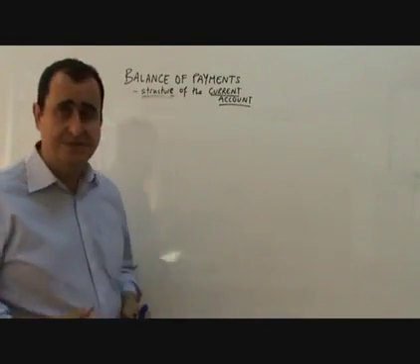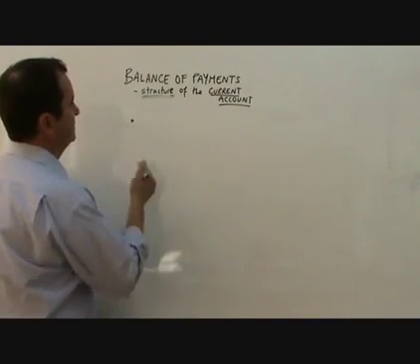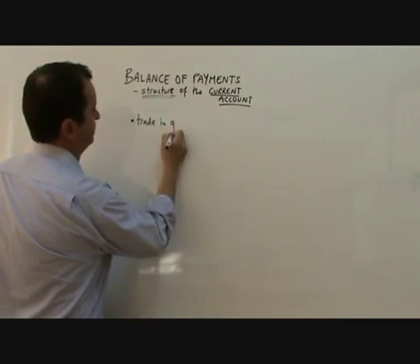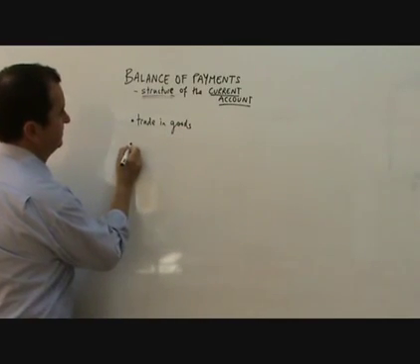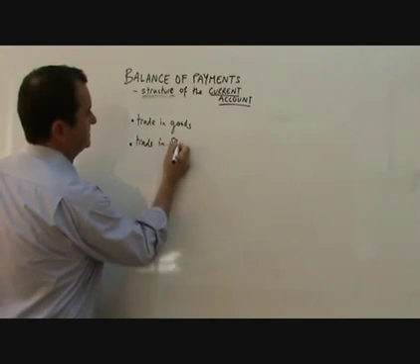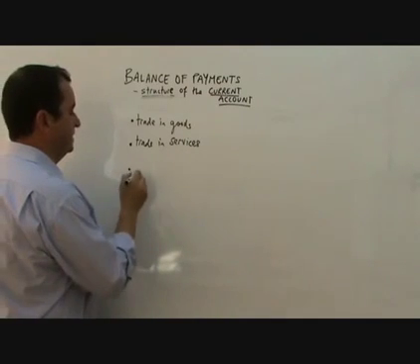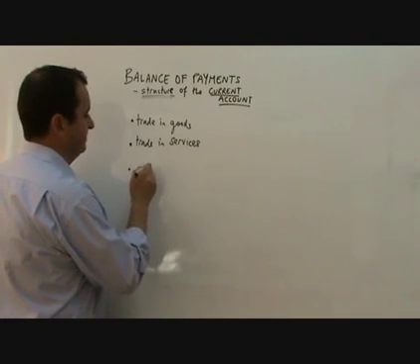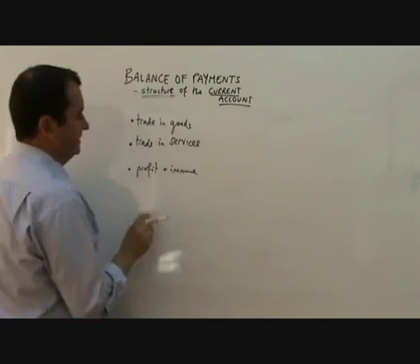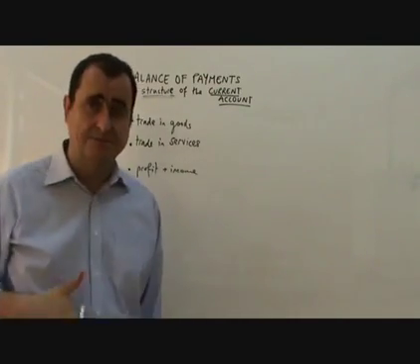Well, the current account is made up of 4 components. It records money flows as a result of the trade in goods. It records flows of money resulting from the trade in services. It records flows of money for profit and income. Now, this is money which, I'm talking always from a British point of view here, so I'm looking at the balance of payments of Britain.